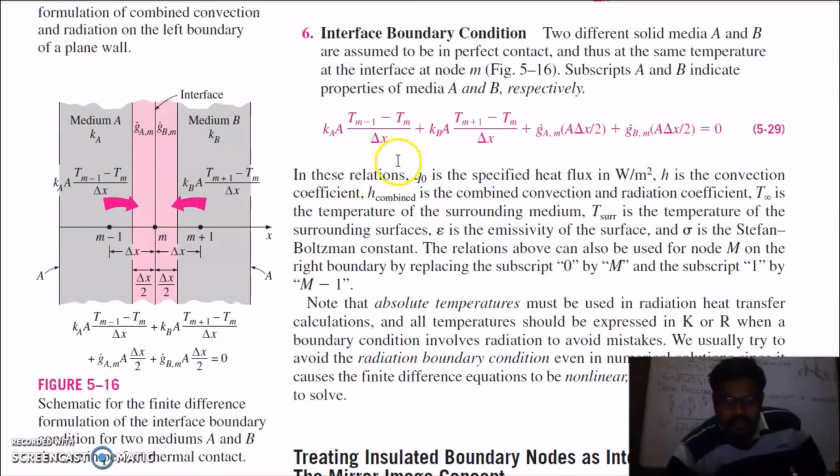So in the relation, q0 is a specified heat flux in watt per meter square, h is convection, and h combined is the combined convection and radiation coefficient. T infinity is the temperature of the surrounding medium, and T surrounding is the temperature of the surrounding surface. Epsilon is the emissivity of the surface, and sigma is the Stefan-Boltzmann constant. The relation above can also be used for node m on the right boundary by replacing subscript 0 by m and subscript 1 by m-1.